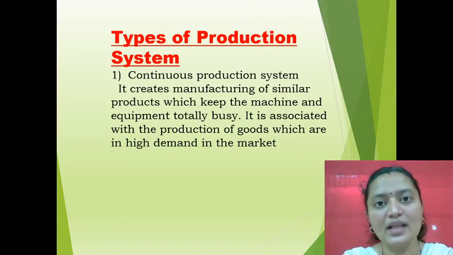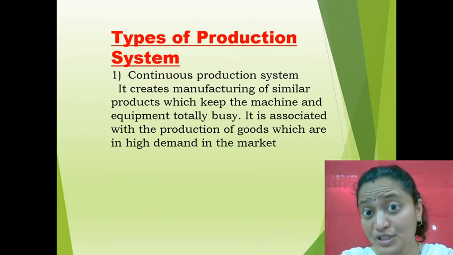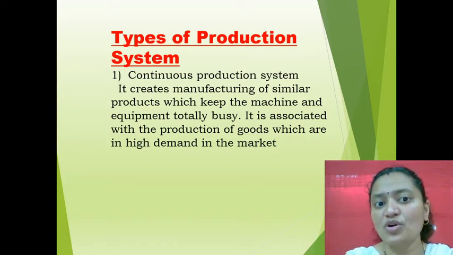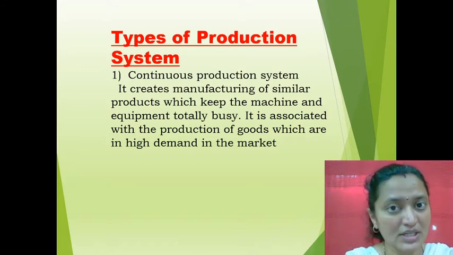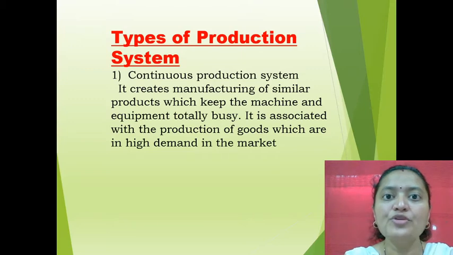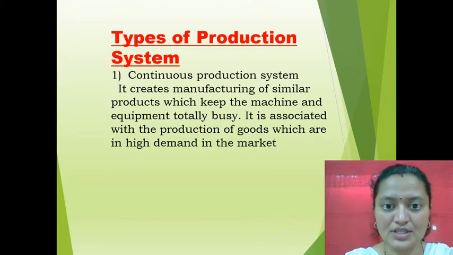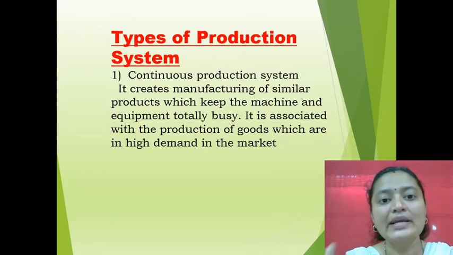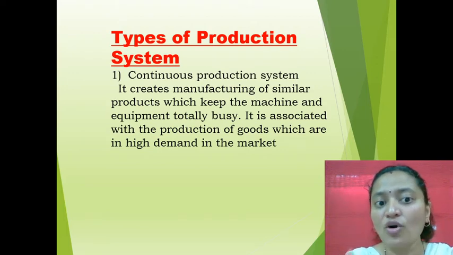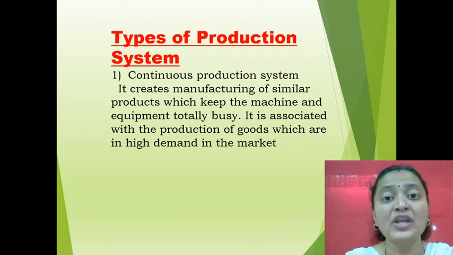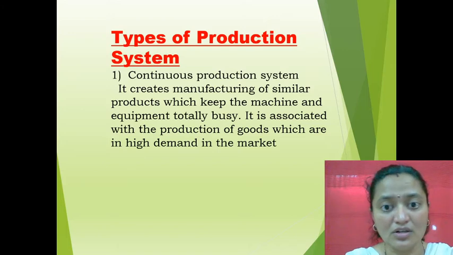Now, in today's class, we'll be studying the types of production system. In that, the first one is what? Continuous production system. Now, what do you mean by continuous production system? Okay. It involves manufacturing of similar products which keep the machine and equipment totally busy.